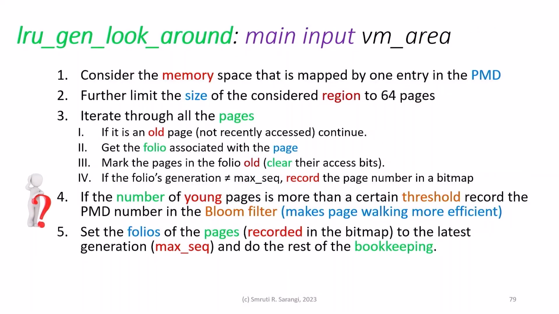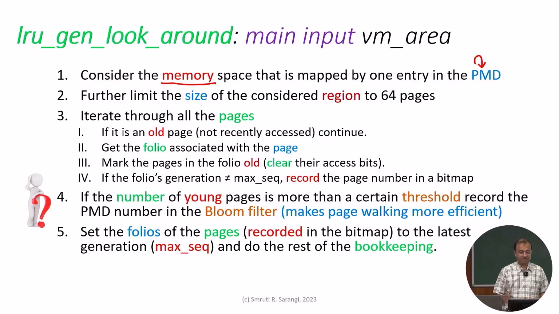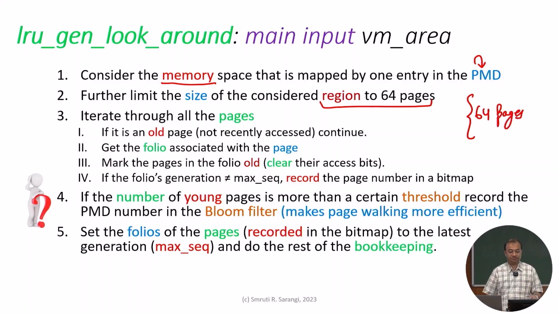If I were to look at LRU gen look around, what it does primarily is that it looks around in the same virtual memory area, in the same VM area struct. So you consider the memory space that is mapped by one entry in the PMD. So PMD would map a lot of PT entries, right? It would map 512 page table entries because it's a 9-bit index. Out of that, you limit the considered region to 64. So you take a window of 64 pages. So that is my look around size.